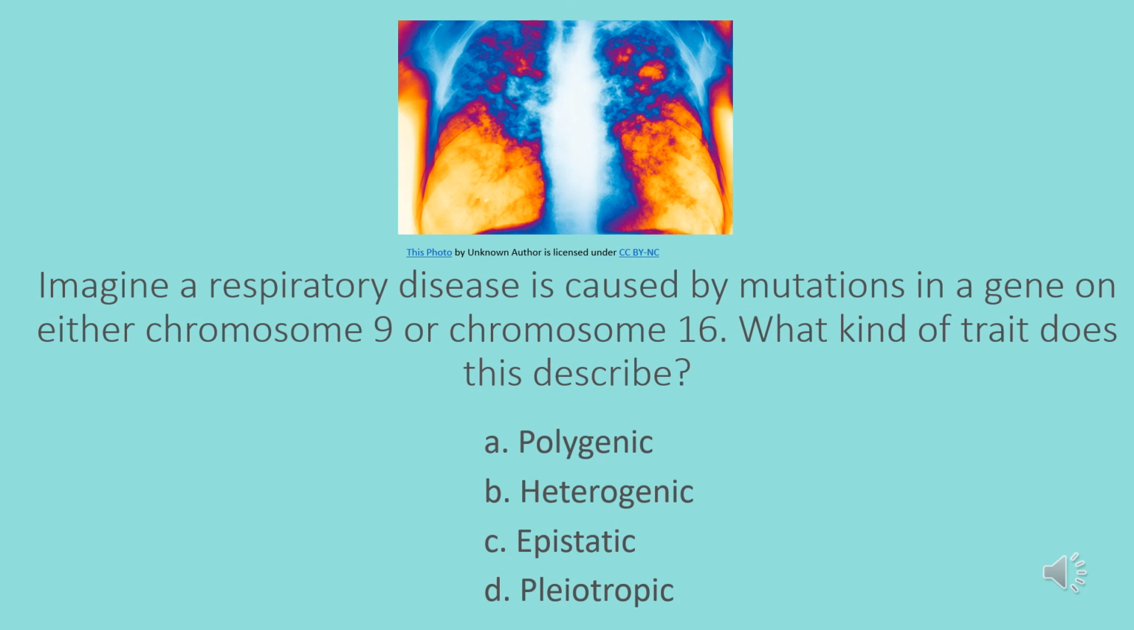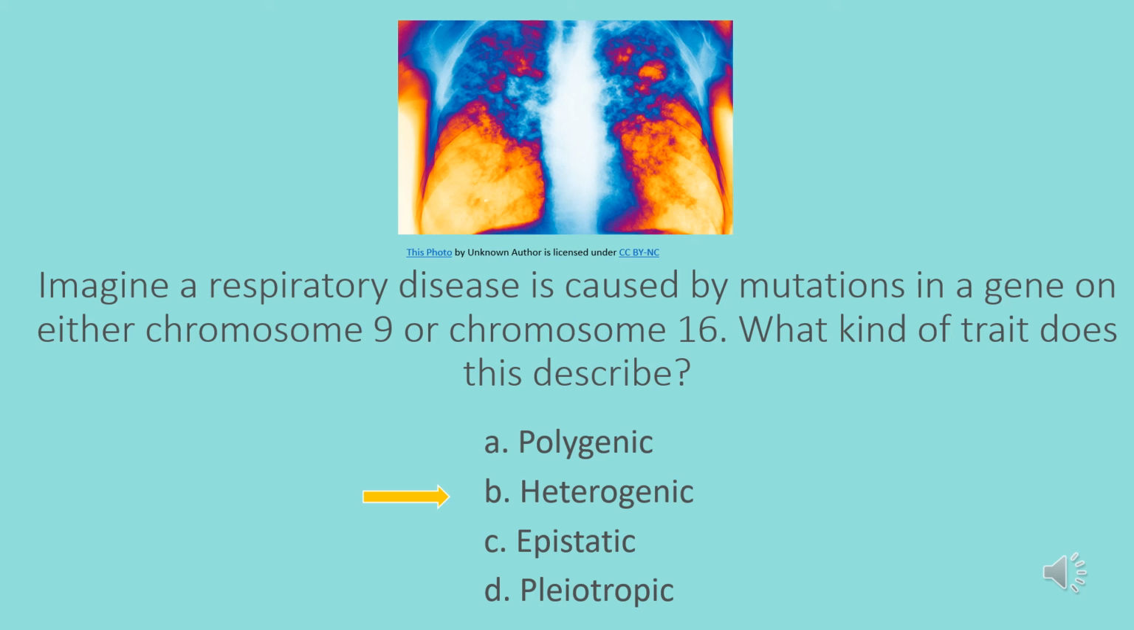Now let's look at the second question. Imagine a respiratory disease is caused by mutations in a gene on either chromosome 9 or chromosome 16. What kind of trait does this describe? If you said heterogenic, you are correct.